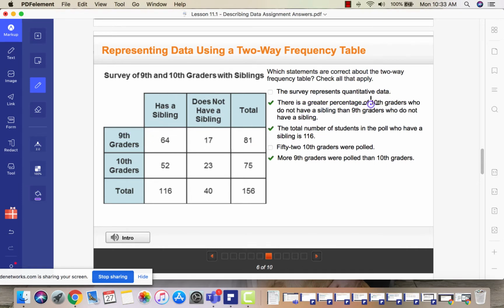There is a greater percentage of 10th graders who do not have siblings than 9th graders who do have siblings. That is a true statement because if you look at 10th graders that do have siblings, it's 52, and then do not, 23, and then 17. So that would be greater. The total number of students in the poll who have a sibling is 116. There are more 9th graders that were polled than 10th graders. The total for 9th graders was 81. The total for 10th graders is 75.